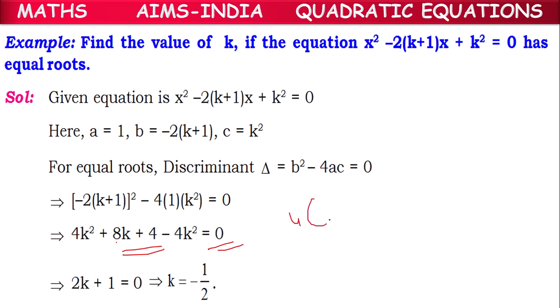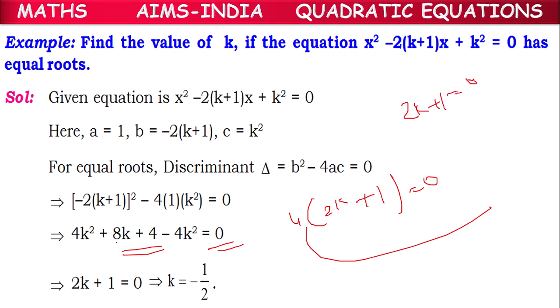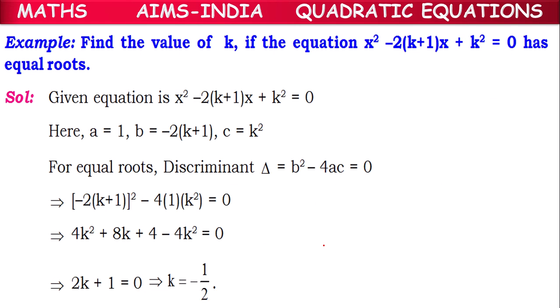We can take 4 common, 2k plus 1 equal to 0 by 4, which is equal to 0. This 4 will go down. So 2k plus 1 equal to 0, k equal to minus half. Like that, if they give the equation, we can find the nature of roots. Or if they give the roots, we can find the nature. Or if they give the nature of roots, we can find the roots or any other unknown value.